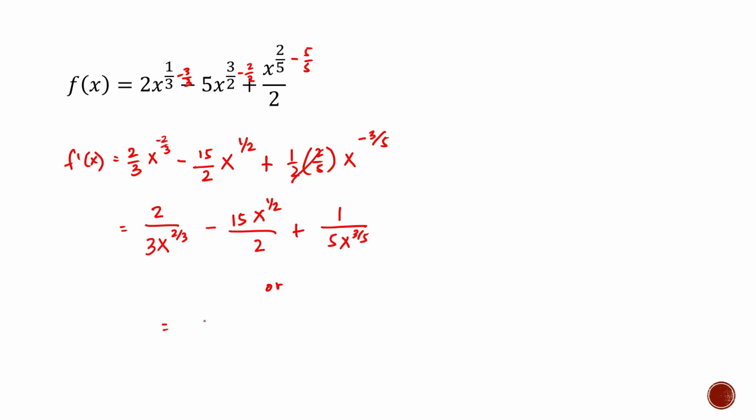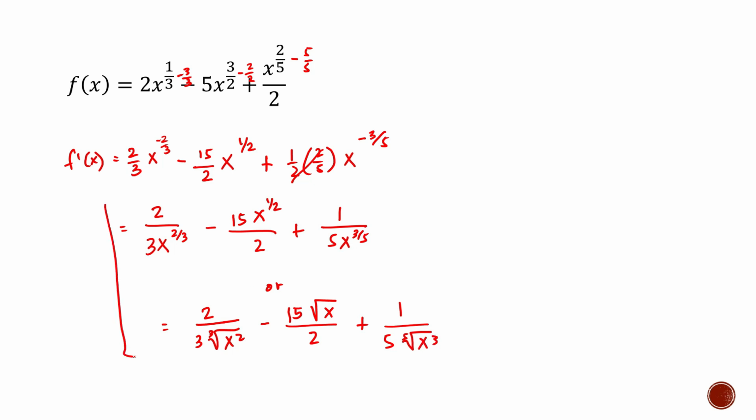So I'll just put the word or, 2 over 3 cube root of x squared. Okay, so the denominator 3 is your index, the numerator 2 is the exponent of your x, minus 15 square root of x all over 2, and then plus 1 over 5 fifth root of x to the third power. Okay, so either of these two is correct. It really, again, depends on your teacher.